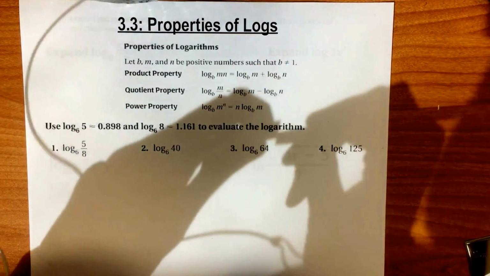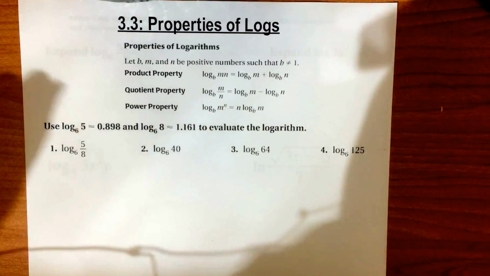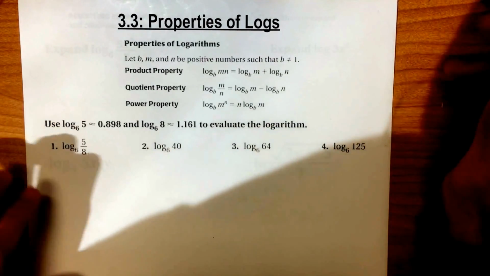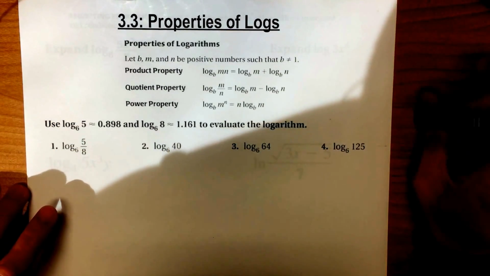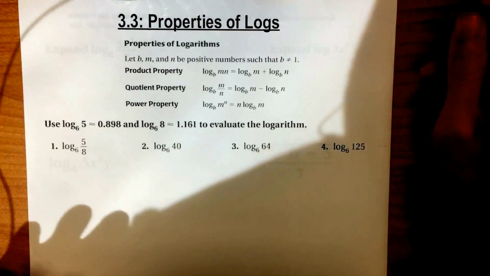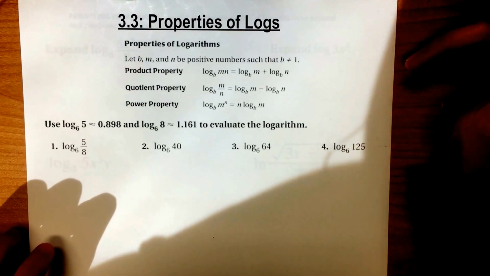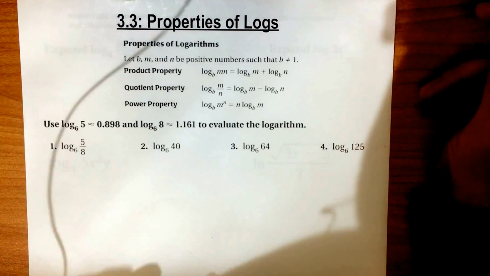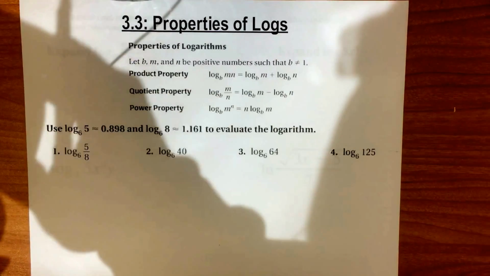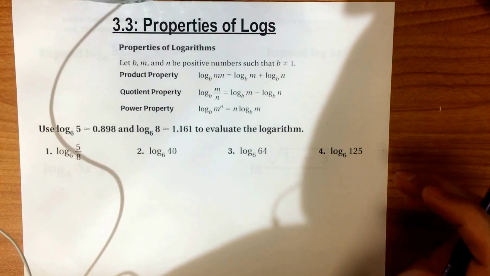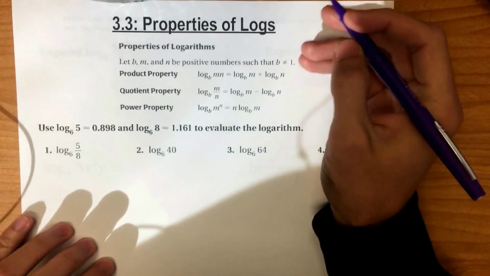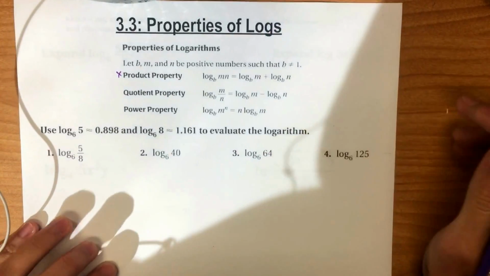Okay, so the next lesson is going to get into some different properties that we're going to use when we are simplifying logarithms, and also some properties that are going to let us evaluate some logarithms if they are numerical values that don't come out nice and pretty. So there are three properties that we're going to talk about. The first of which is called product property.